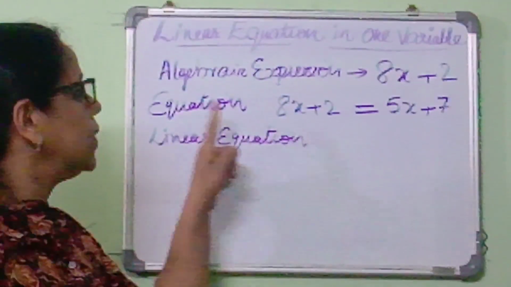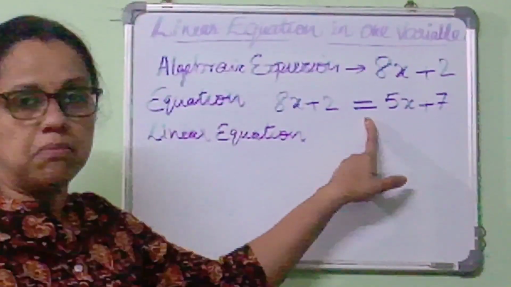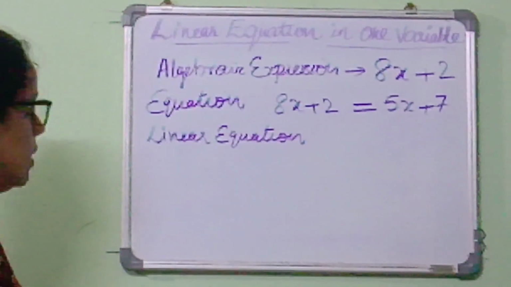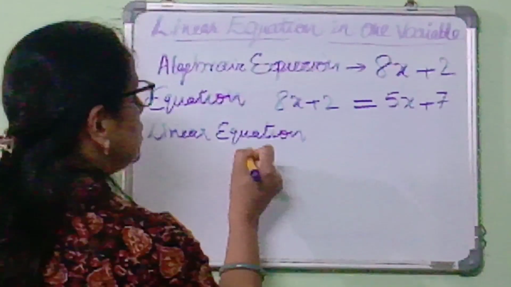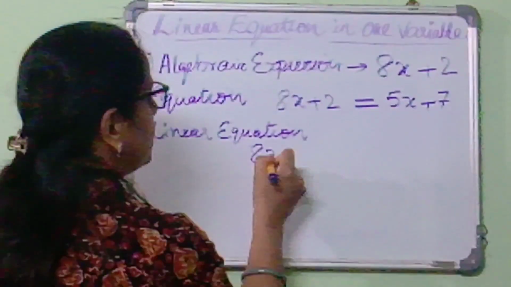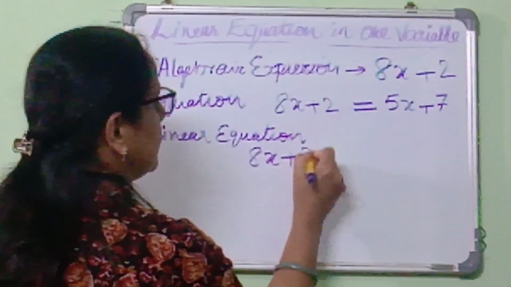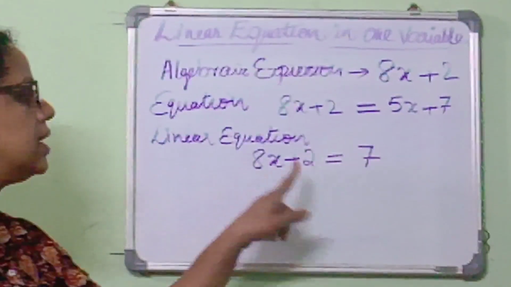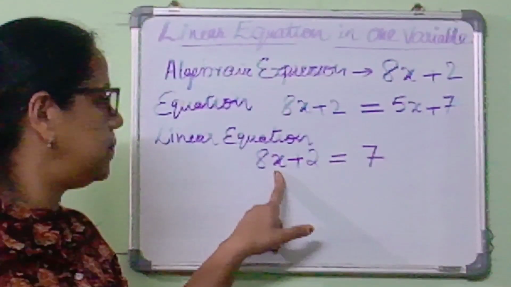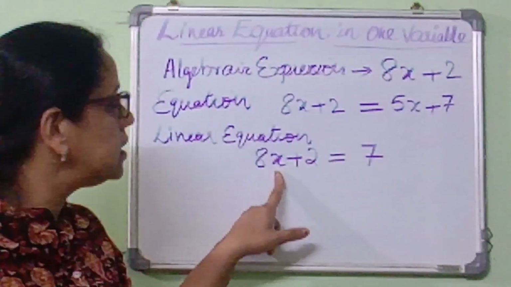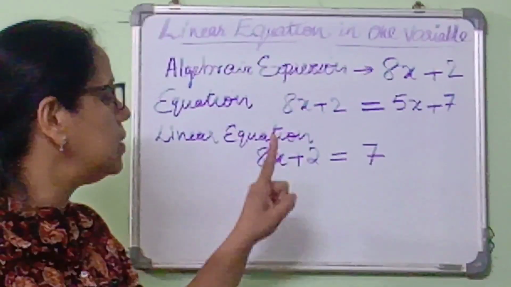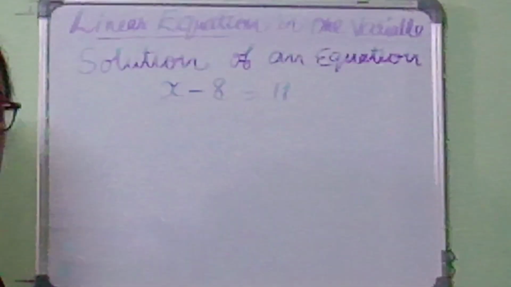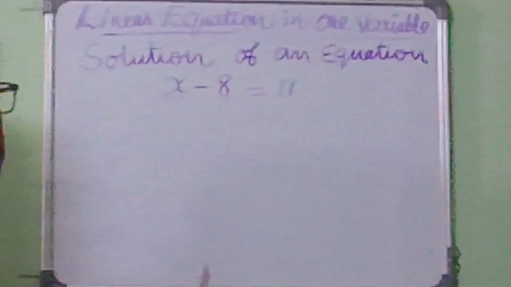So you know in an equation an equal to sign is a must. So a linear equation means an algebraic expression where the maximum power should be 1. Suppose our previous same expression, I am using 8x plus 2 equal to 7. It is a linear equation in one variable. One variable means only one variable is there, you can see it, and the power of the variable should be 1.